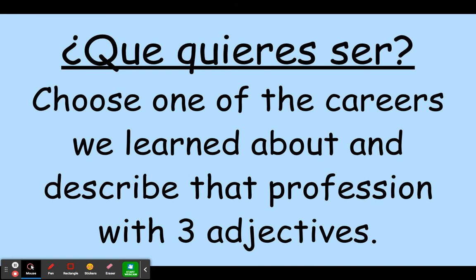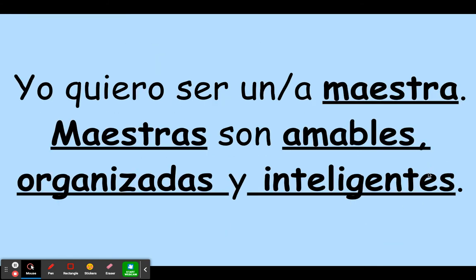And then after you choose, you will describe that profession. So, an example. Mine here says, Yo quiero ser una maestra. I want to be a teacher. Maestras son amables, organizadas y inteligentes. Teachers are kind, organized, and intelligent. We know how to use our adjetivos because we've done this before. So all you're mostly doing is just copying the sentence.